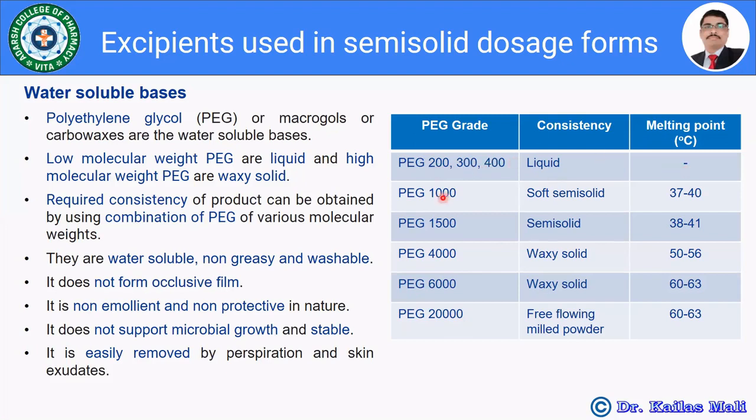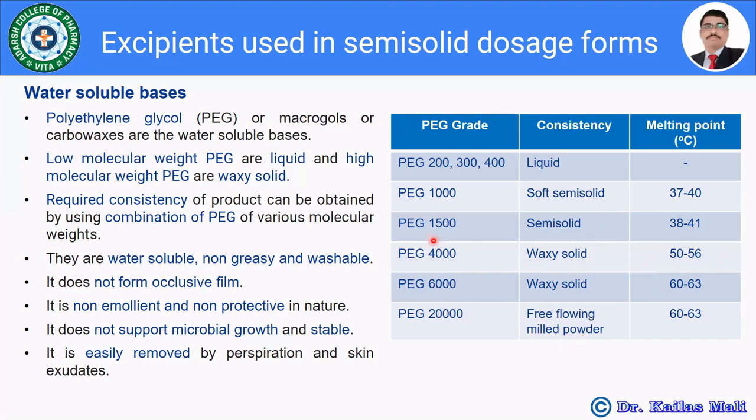Then PEG 1000 is a soft semi-solid having a melting point of 37 to 40 degrees Celsius. PEG 1500 is a semi-solid with a melting point of 38 to 41 degrees Celsius. Similarly, PEG 4000 and PEG 6000 are waxy solids with a melting point ranging between 50 to 63 degrees Celsius. And PEG 20,000 is a free-flowing milled powder with a melting point of 60 to 63 degrees Celsius.